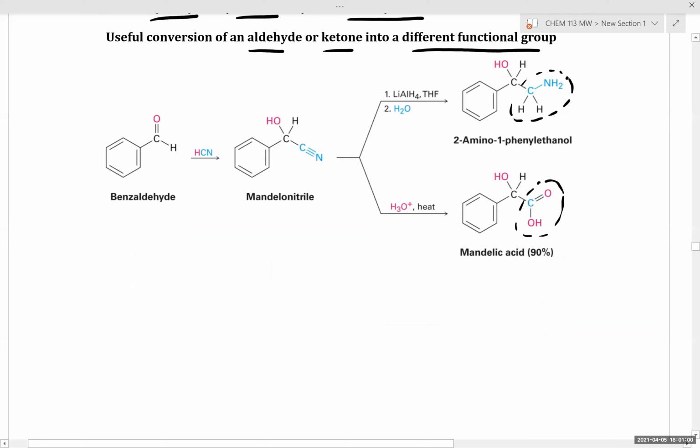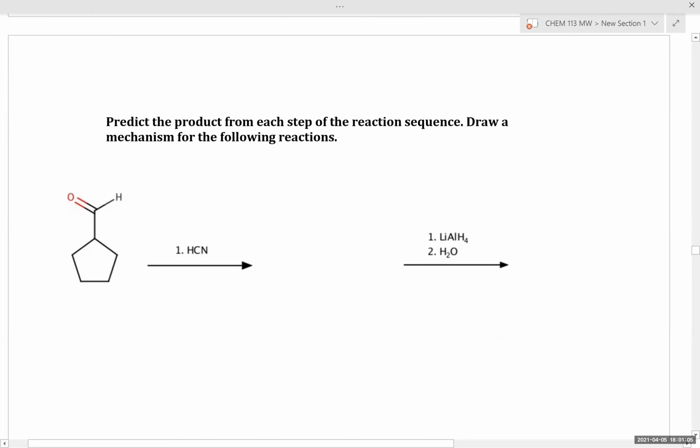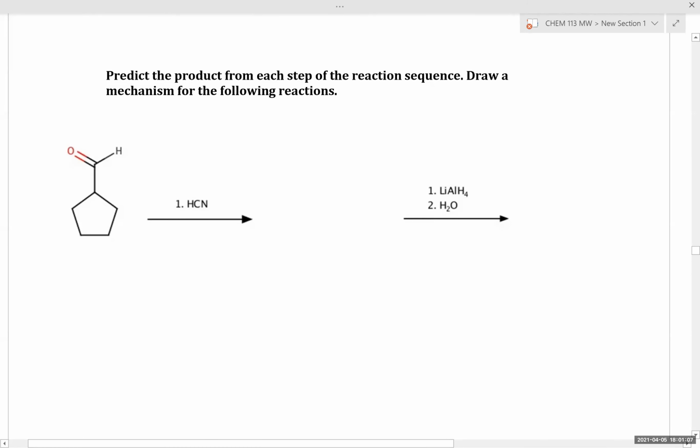Perfect. So let's keep going now. In this case, I'd like us to predict the product from each step of the reaction sequence and draw a mechanism for the following reactions.